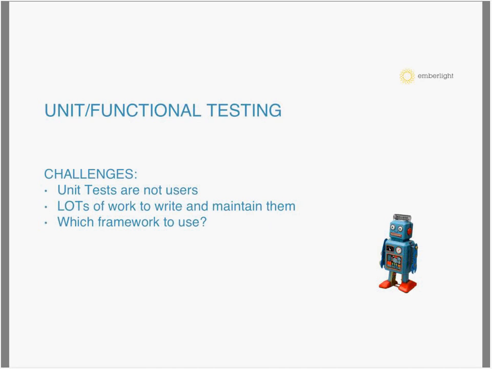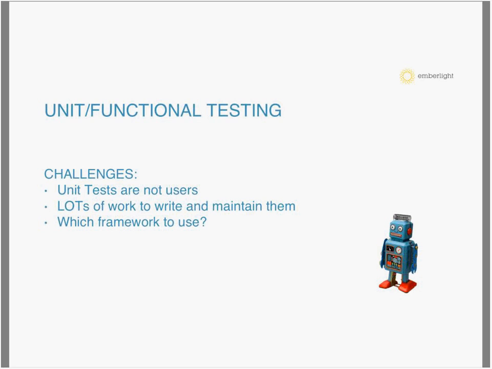Challenges associated with unit and functional testing. Unit tests are not users. You cannot get the same level of coverage in your mobile application that you will with human beings. Like I said at the beginning of the talk, offloading as much as possible off of human beings is a really, really good thing, but human beings are still a really important part of the process. In addition to testing on physical devices, I strongly recommend always testing on physical devices with human beings before every single release as well.